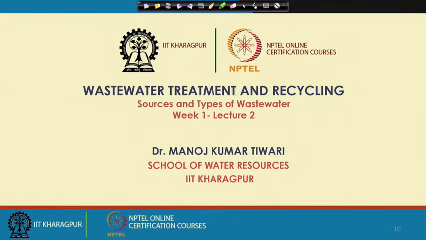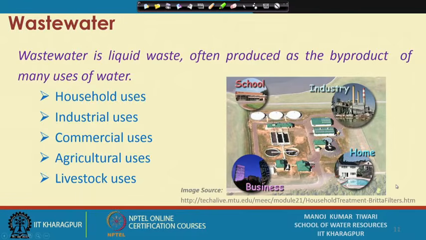So, we will be starting our formal discussions from this lecture, and the first thing that we are going to discuss is about the sources and different types of wastewater. To start with, as we were talking in the previous lecture as well, wastewater is essentially water which has been used. It is a liquid waste which is often produced as the byproduct of several uses of water. The uses could be anything. The uses could be household uses, industrial uses, commercial uses, agricultural uses or livestock uses.